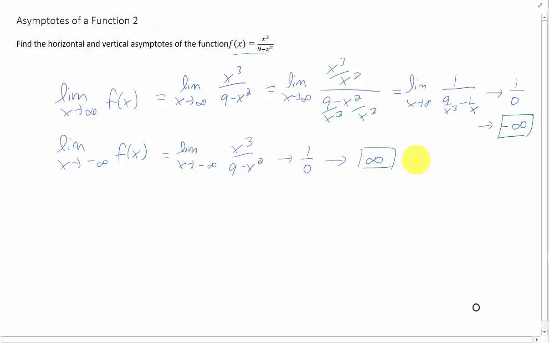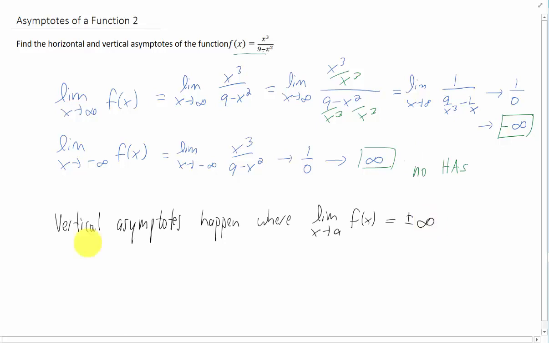And you'll notice that our limits don't approach a number, they approach infinity. So we don't have any horizontal asymptotes for this problem. Now as far as vertical asymptotes go, again, these occur when the limit of our function as x approaches some value is positive or negative infinity.